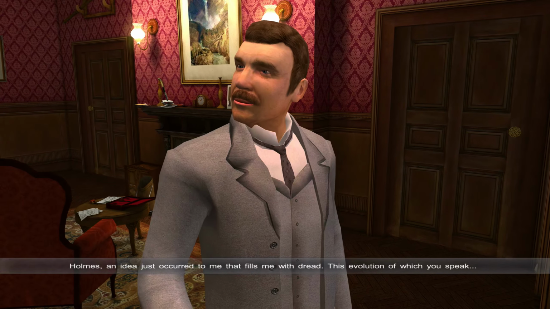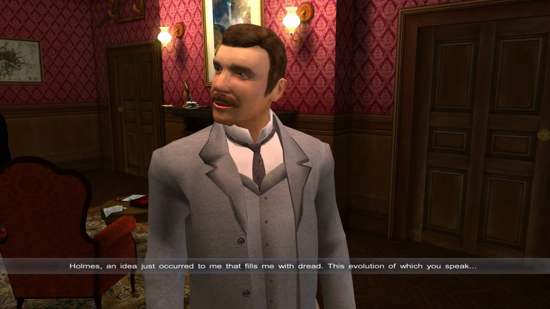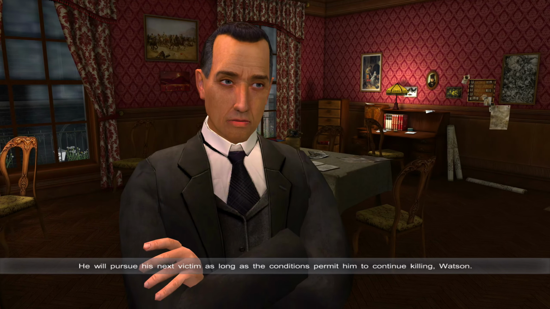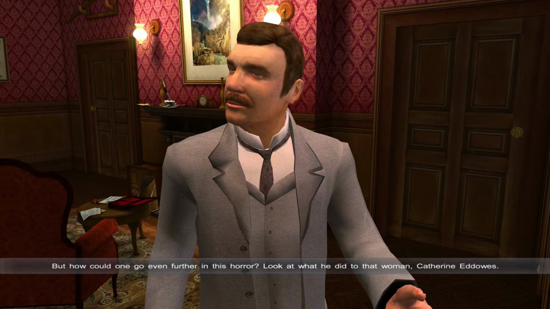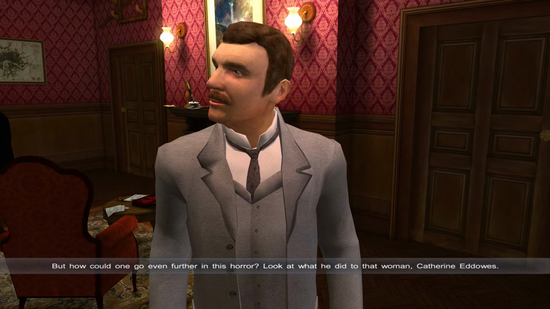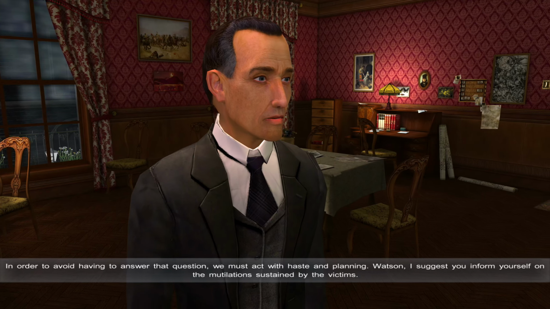Holmes, an idea just occurred to me that fills me with dread. This evolution of which you speak. He will pursue his next victim as long as the conditions permit him to continue killing, Watson. But how could one go even further in this horror? Look at what he did to that woman, Catherine Eddowes. In order to avoid having to answer that question, we must act with haste and planning.